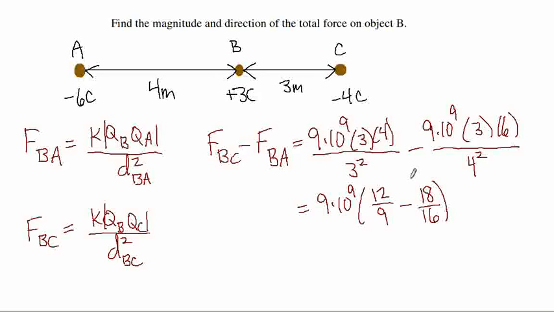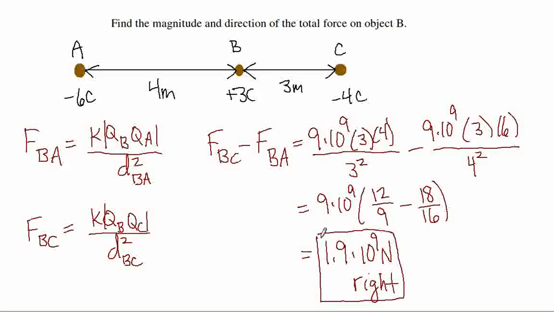All right. So you can hopefully see that that will give a positive answer, so the net force will be to the right, and you can punch that into your calculator and get 1.9 times 10 to the 9 newtons. And as I said, it's to the right. 1.9 times 10 to the 9 newtons to the right.